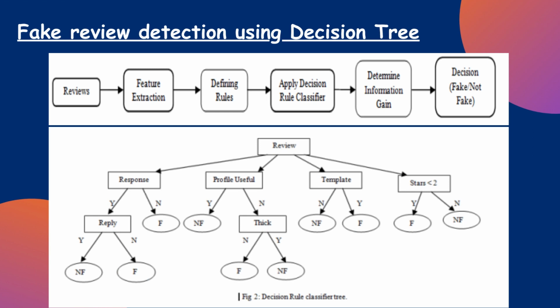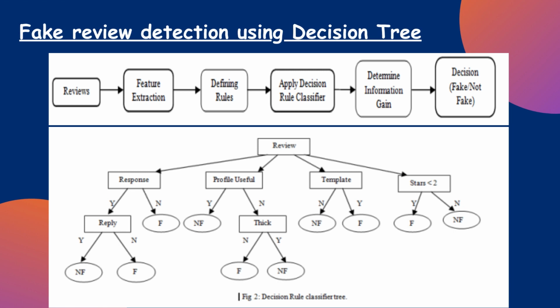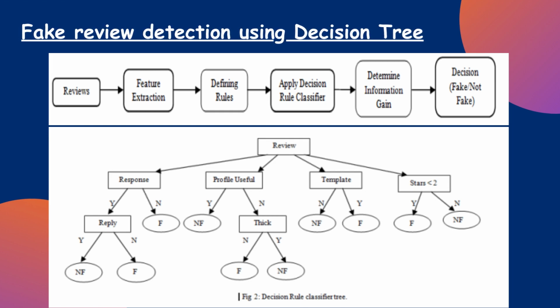Fake review detection using random forest classifier. Before getting to know how a random forest classifier works, we must know how fake review detection using a decision tree works. There is a collection of review data and it is sent for feature extraction. There is a defining rule. We apply the decision rule classifier and we calculate the information gain. Based on that information gain, there's a decision whether it's fake or not fake.